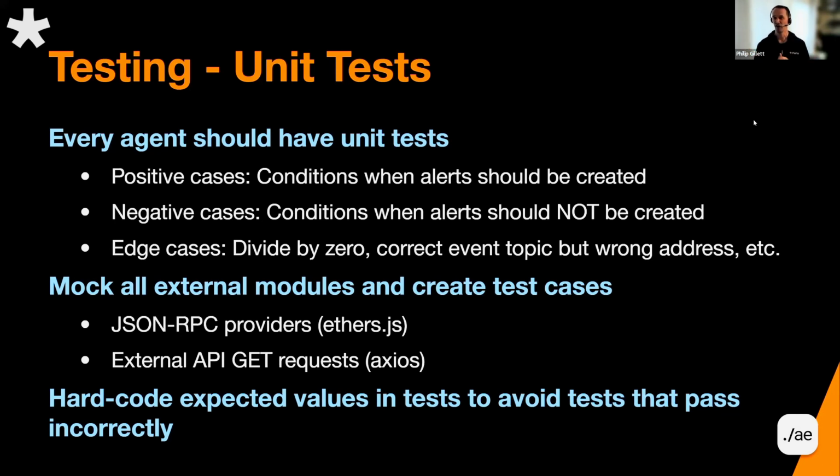So we recommend hard coding the expected value that your agent should return for each of those cases, and asserting or doing an expect against that to make sure that you're not passing tests improperly or incorrectly.